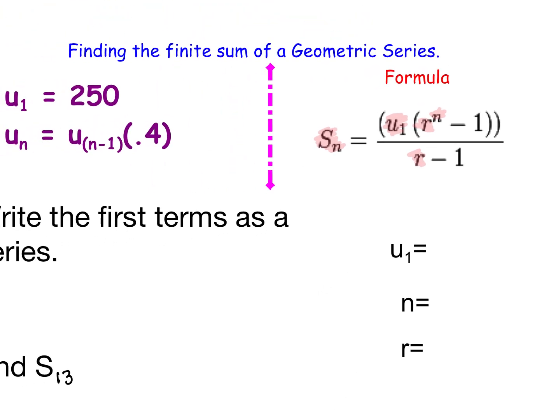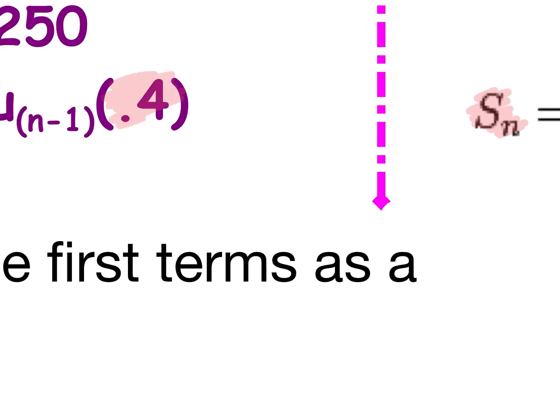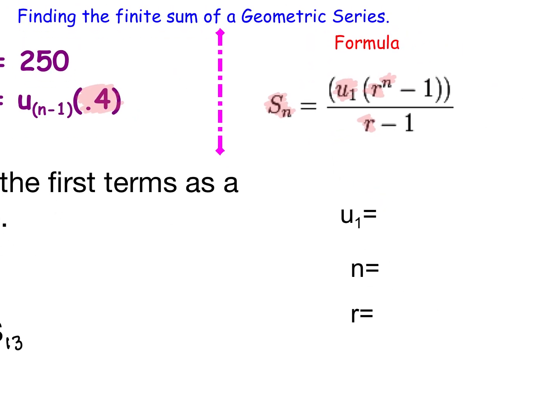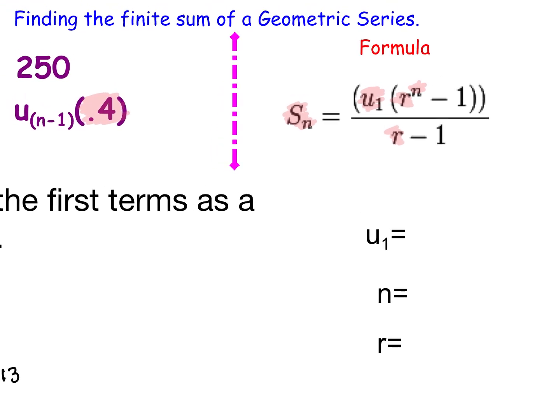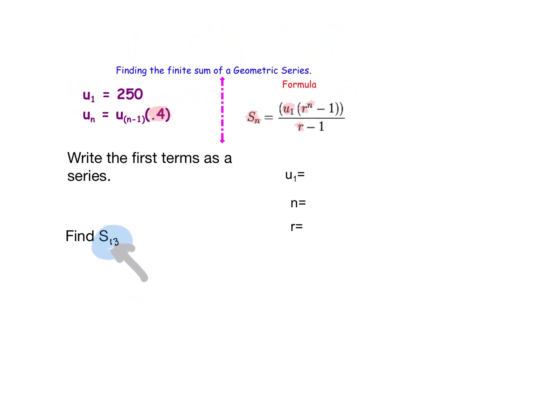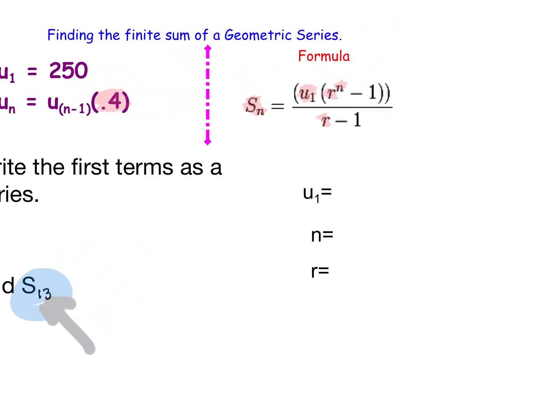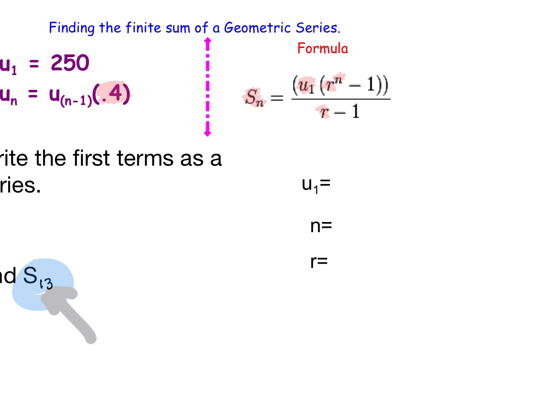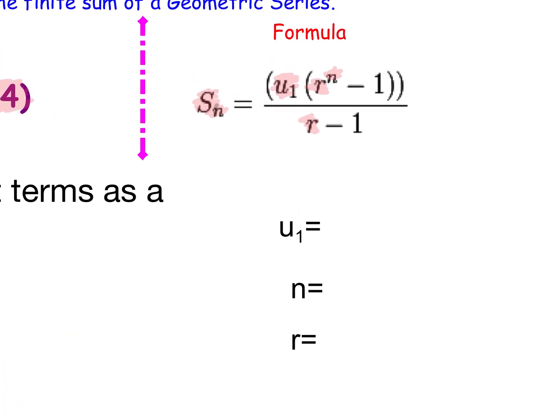So what's the common ratio? It's right there, 0.4. So I'm going to put a 0.4 in the right spots for where the R is. N is they want the 13th one. I know some people say lucky number 13. So that's your N. N appears in 2 places in this formula, right there and right there. All right, everybody figure that one out.